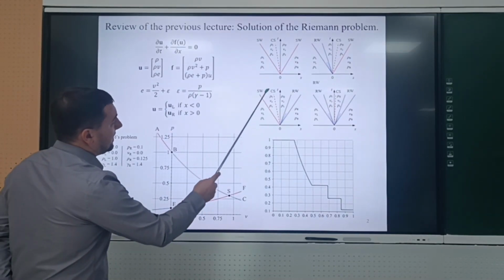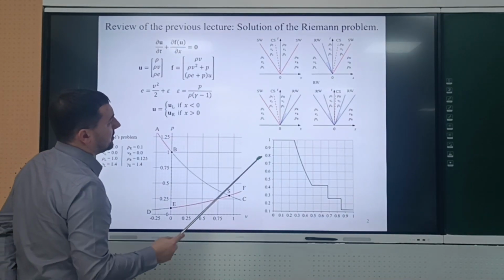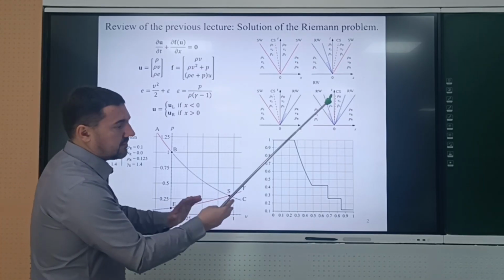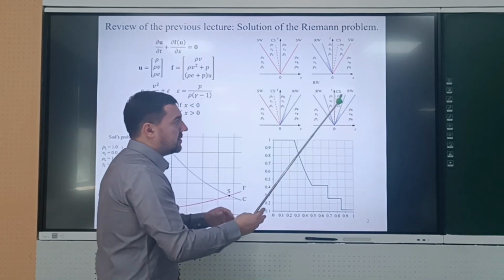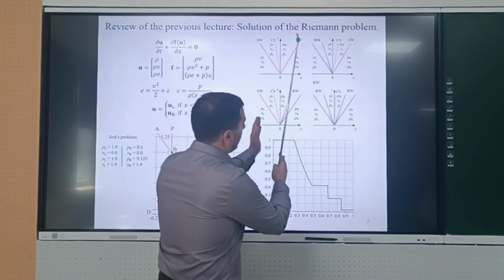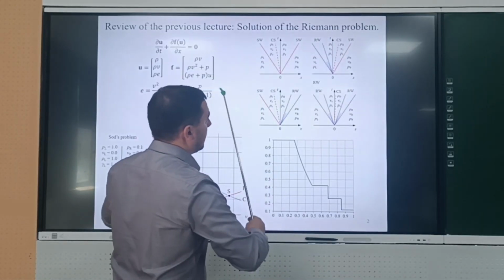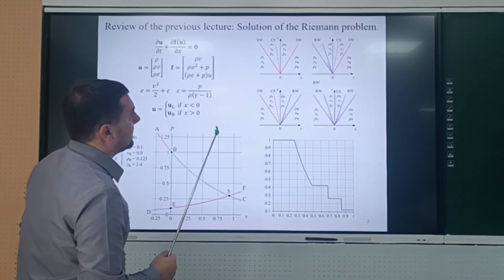This dashed line corresponds to the contact surface. And this is only a schematic. All these waves can fall into different regions. For example, they can be wholly in the region x greater than 0 or x less than 0, and so on.